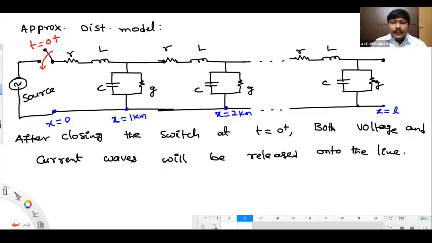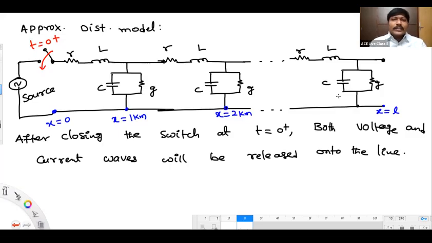Moreover, I will be concentrating only on the DC transient study. The results of the DC transient study can be extended for AC also. So for our understanding, first I will consider only a lossless line by removing this R and G. We will consider only a lossless line, only LC elements in cascade connection. Onto that line, we will be putting one DC voltage source.